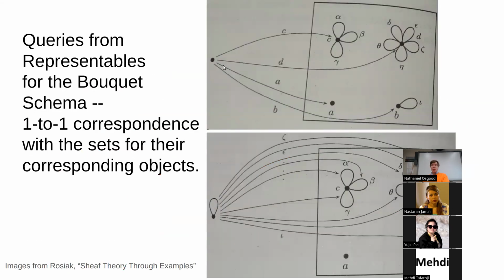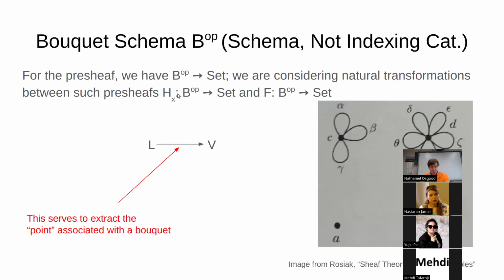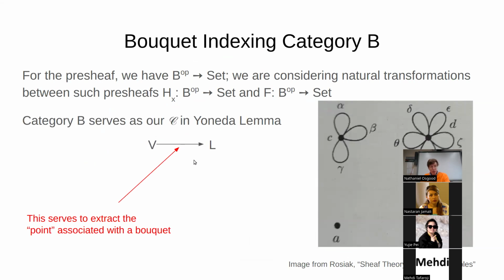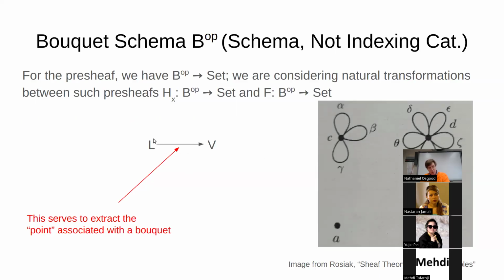You may remember this. If this is the representable point. So for this schema, this is not a schema. This is an indexing category. This is the schema. For that, there's two representables, one for this, one for that. Representable functors, one for each object here for a given presheaf or C set. In this case, it's a C set from this category to set. So there's a representable for L and a representable for V.